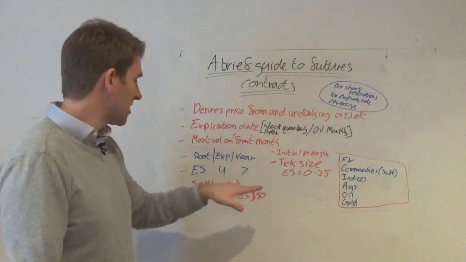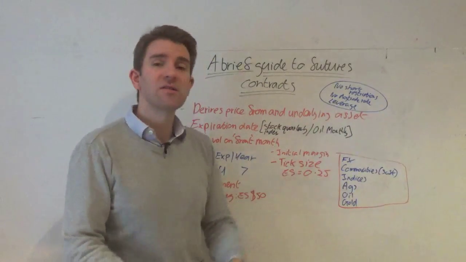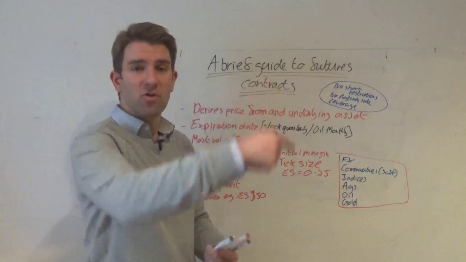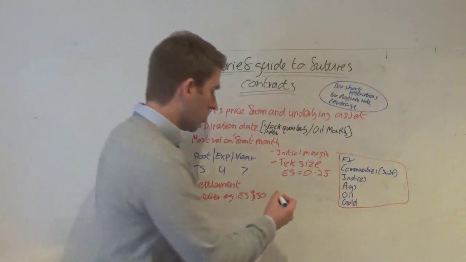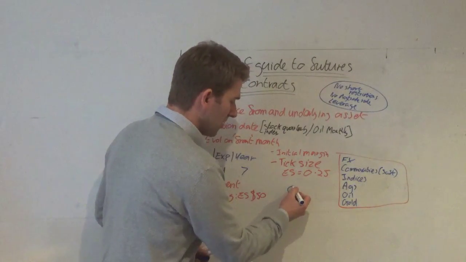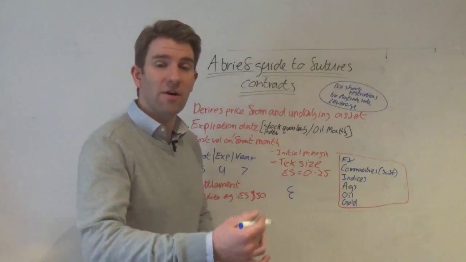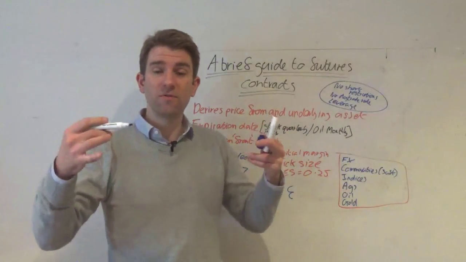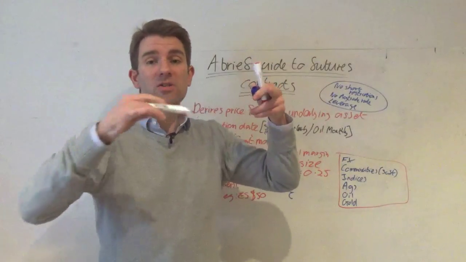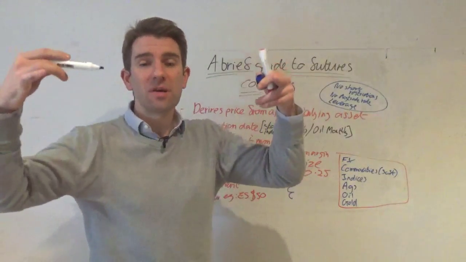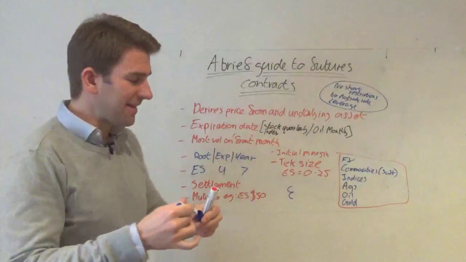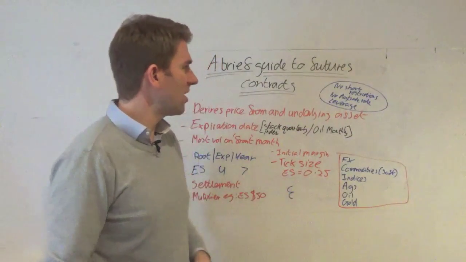So it will be settlement, the multiplier, initial margin, and tick size, and that's how much it will move in increments. So S&P 500 will move in quarters. In other words, when it moves up one price point or down one price point, it has to move in those increments of 0.25. So for example, 2,140.25, next tick up will be 2,140.5, 0.75, etc. You get the idea. And that's going to be different for each futures contract that you're trading.